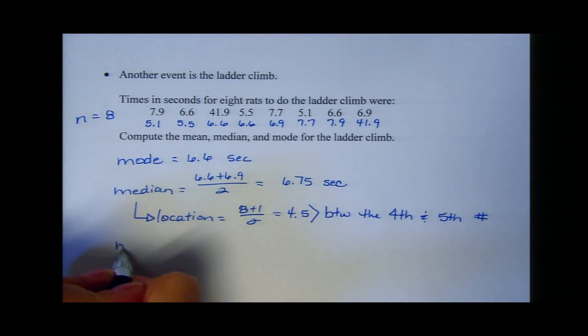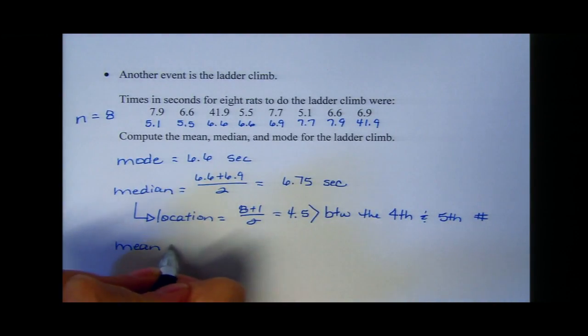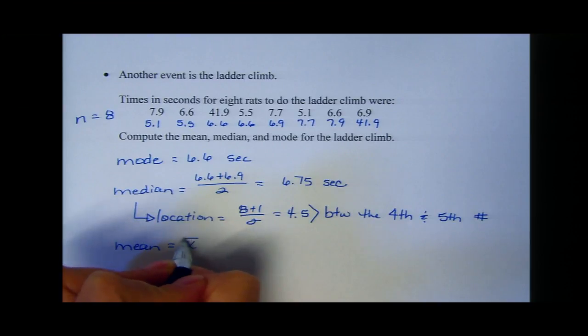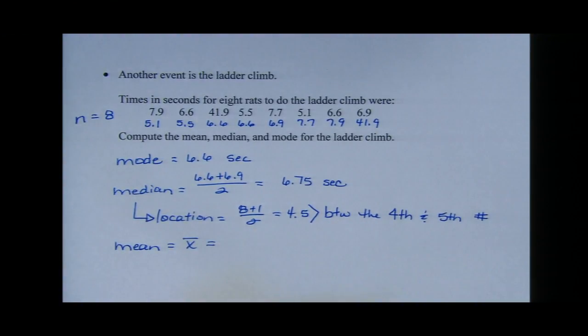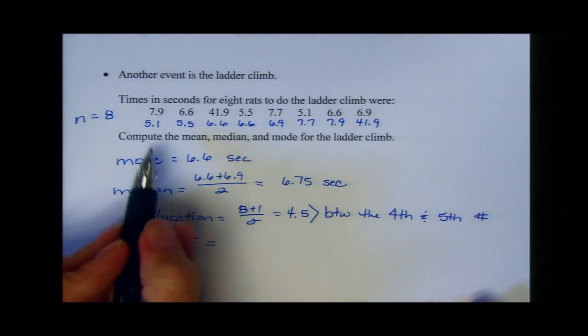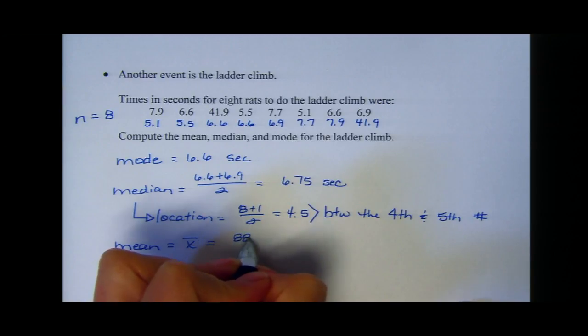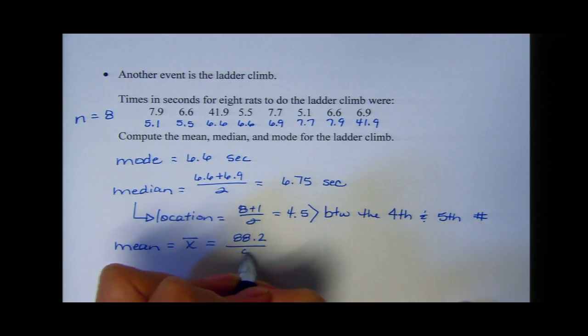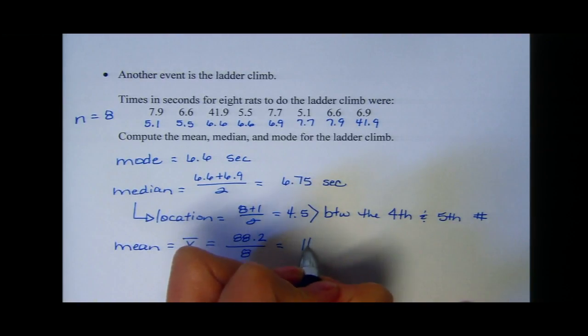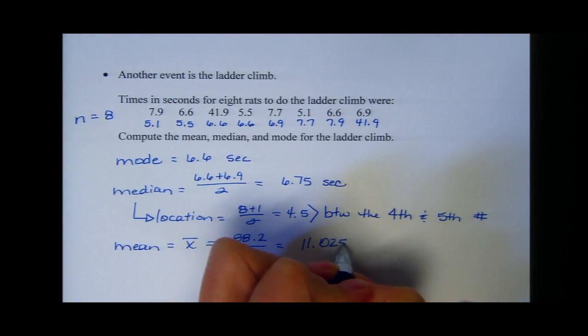And now my mean, and I didn't do this in the last example, but I'm going to put that x bar there just so we get familiar with that. Add up all of these numbers, and I get 88.2 divided by 8 values, and I get 11.025 seconds.